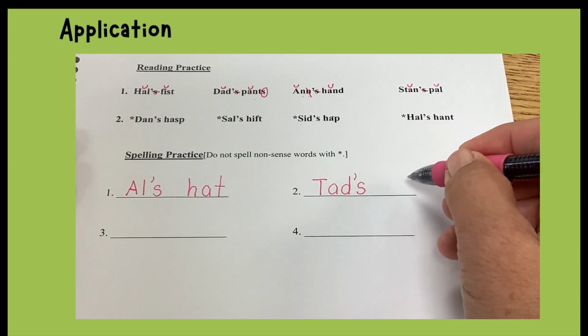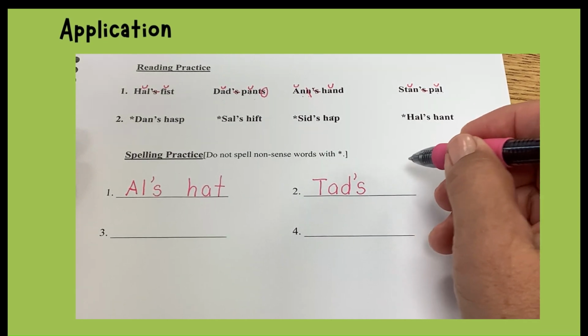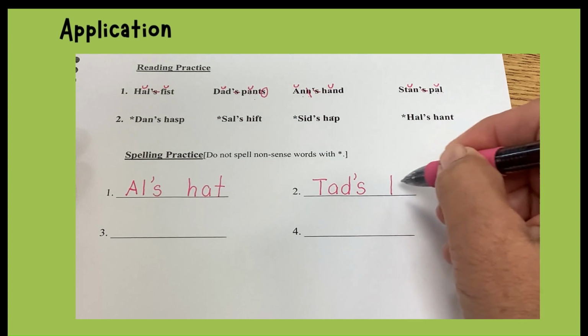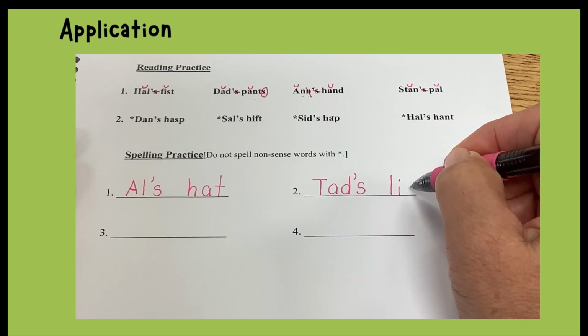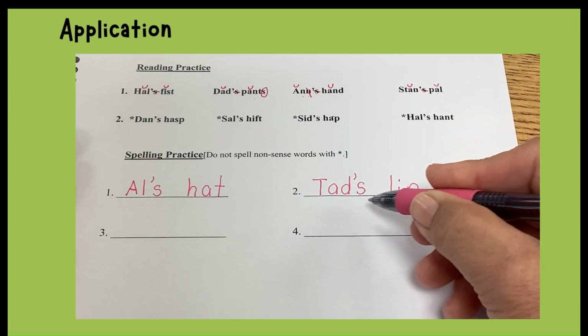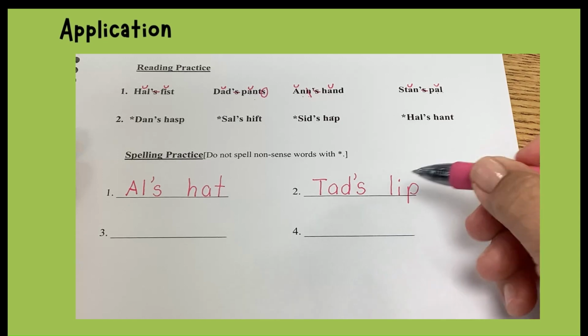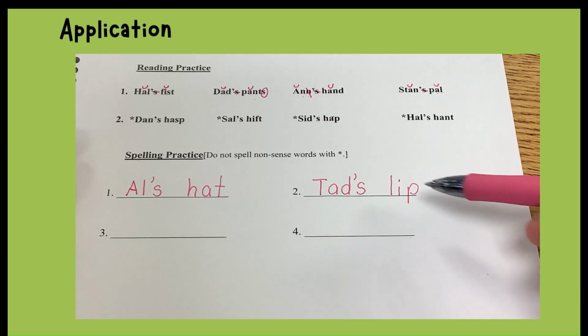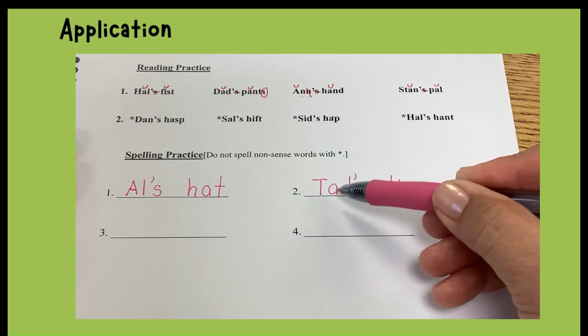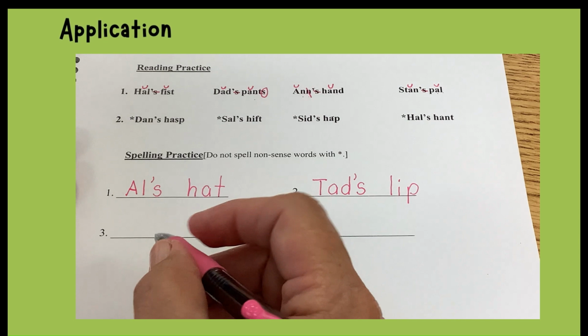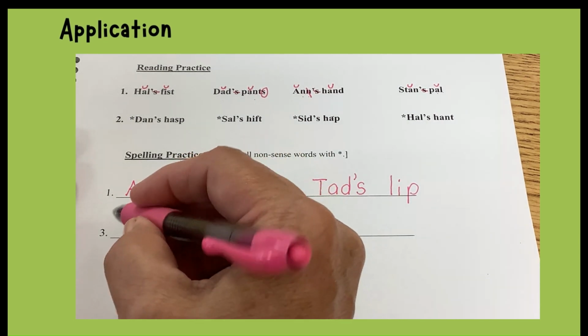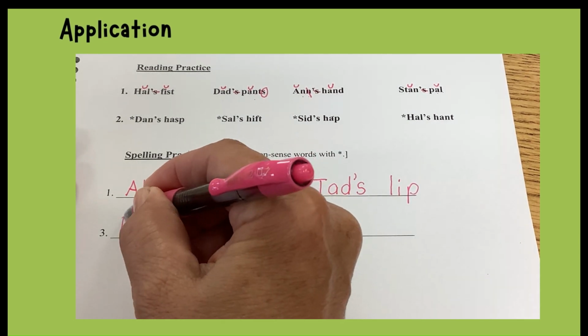All right, let's go to our second word in our phrase, lip. L, I, P. Read that word. Good, that phrase said Tad's lip. The lip belonged to Tad. Let's go to number 3. The phrase is Dad's hat. Dad's hat. How are we going to spell dad? Yes, with a D. Let's put a capital D.